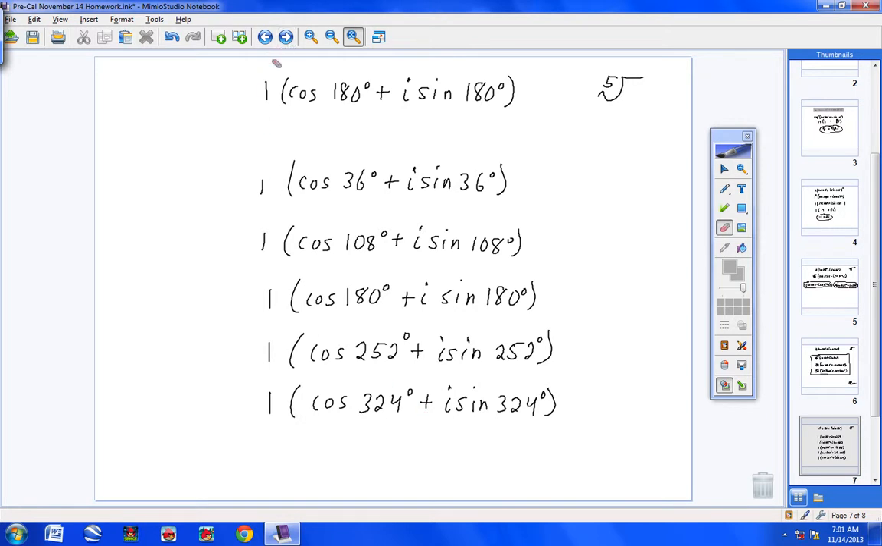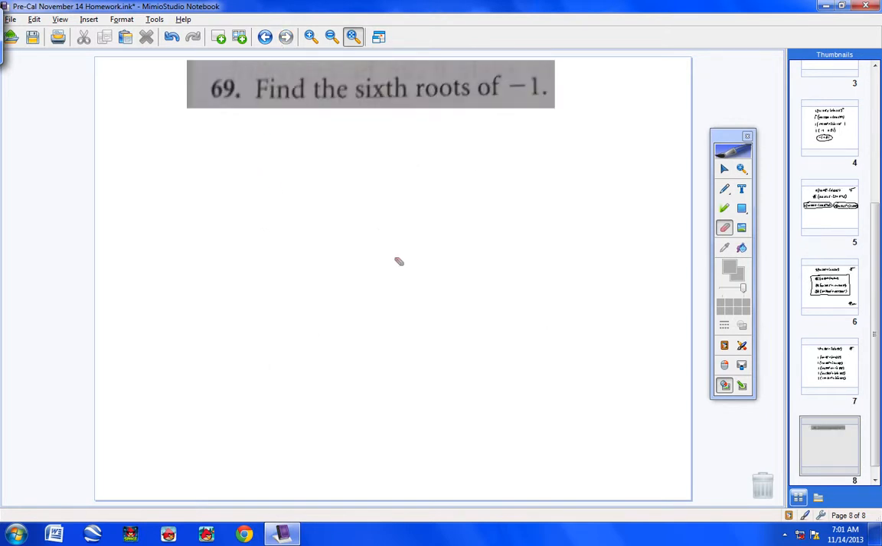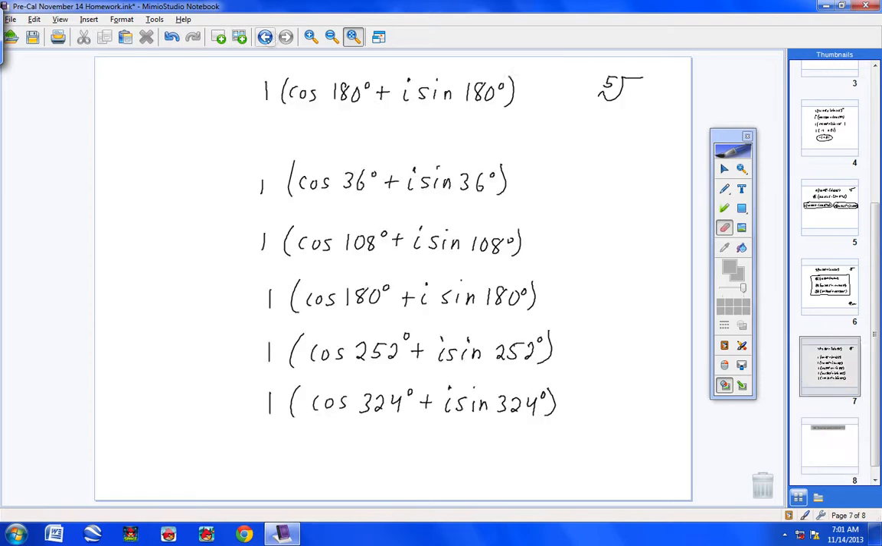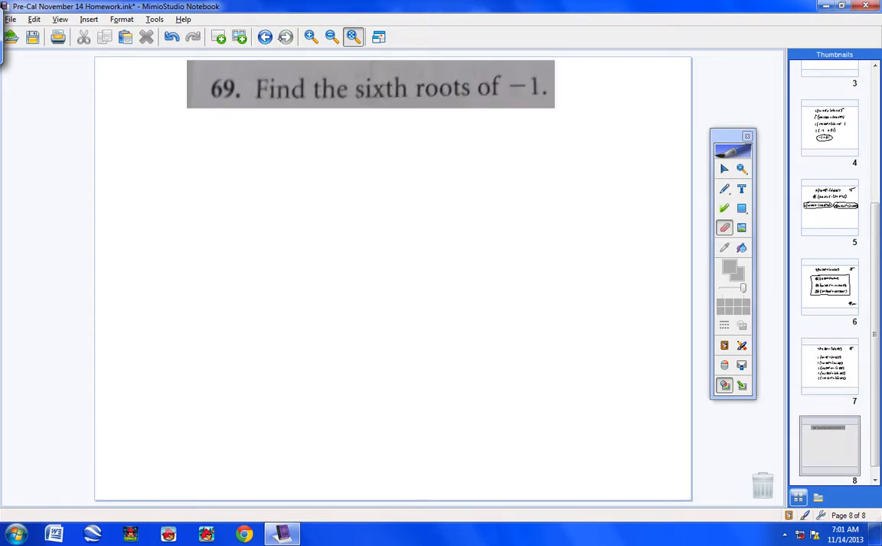One more problem, we're finally finished with this homework assignment, number 69. Okay, we're going to find the sixth roots of -1. Now, let me quickly glance at my book here. If you'll look at number 65, the problem we just did, we're finding the fifth root of -1. So for 69, we're finding the sixth root of -1 again.